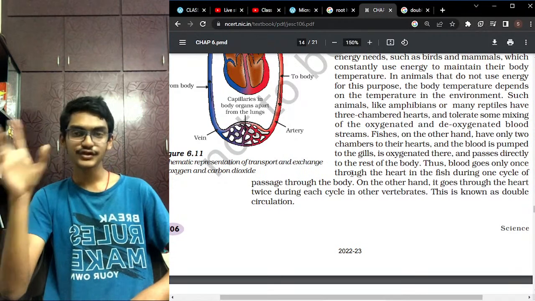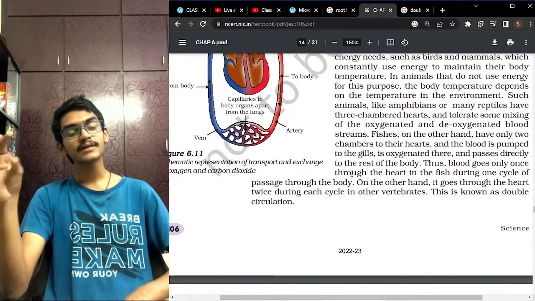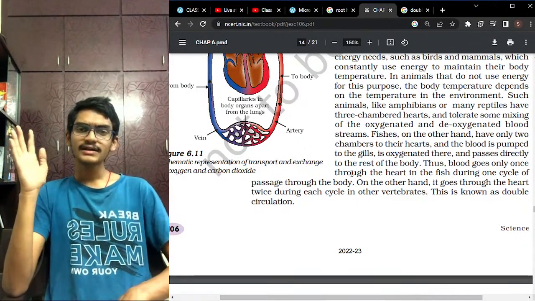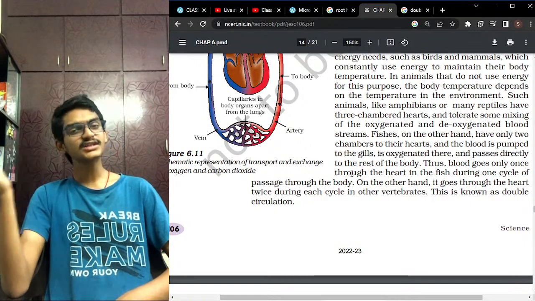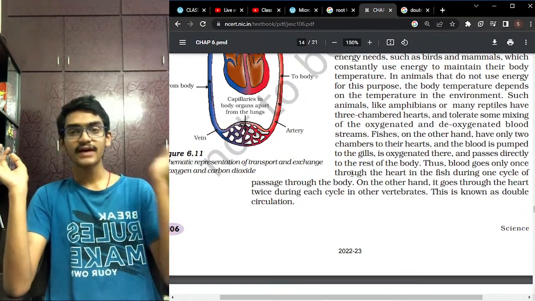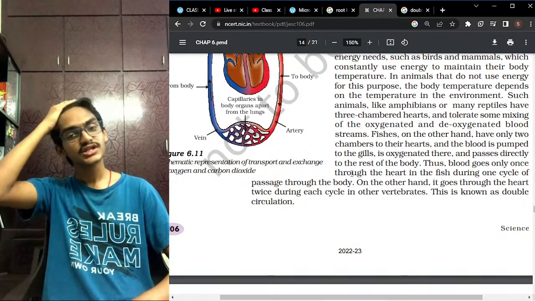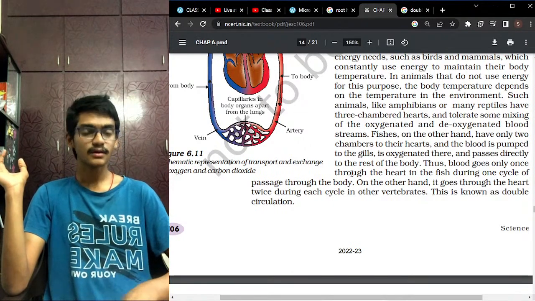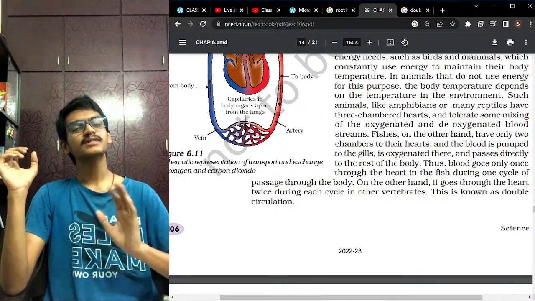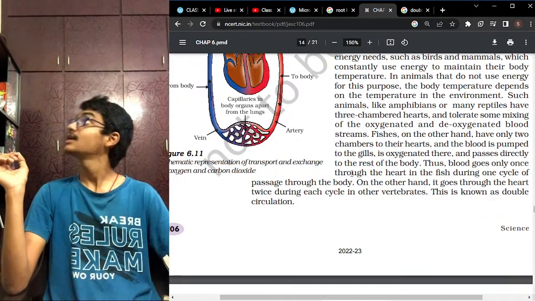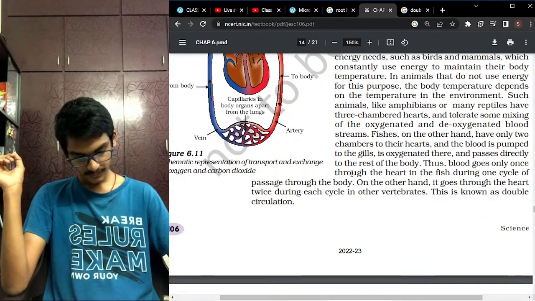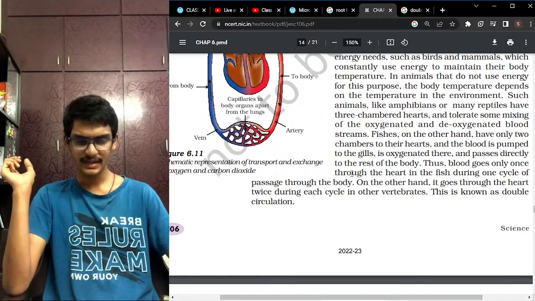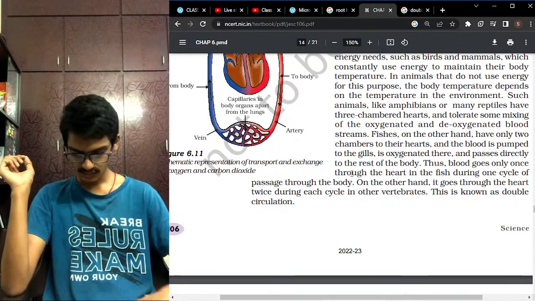And the two chambered heart, for example fish, has a two chambered heart. Three chambered hearts depend on temperature, whereas four chambered hearts have to maintain a constant temperature. Three chambered hearts do not require constant temperature; based on the environment, the temperature will keep on changing. For those kinds of organisms, a three chambered heart is present, which allows some mixing of oxygenated and deoxygenated blood. So pure and impure blood will keep on getting mixed, because they are cold-blooded animals like reptiles.